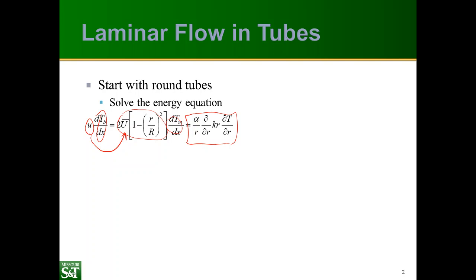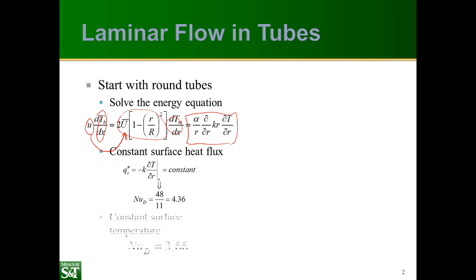So if we have a constant surface heat flux, then we can say that dT/dr is going to be constant at the surface. And what we end up achieving after going through and solving this equation based on that boundary condition is that the Nusselt number is equal to 48 over 11, which is approximately 4.36. We actually get a different result if we assume a constant surface temperature, because the temperature gradient is no longer a constant, but the temperature itself at the surface is. And that gives us a slightly smaller Nusselt number of about 3.66 based on the hydraulic diameter for both of these cases.